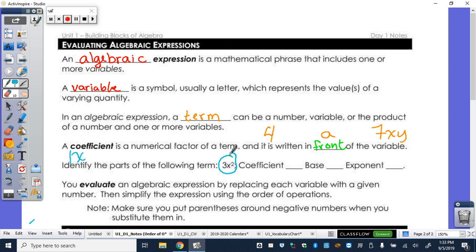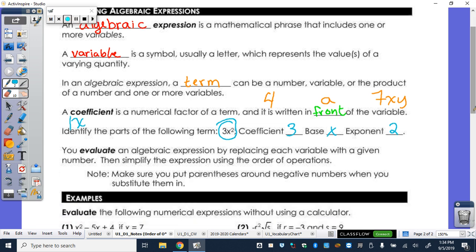So let's look at my term that I have here, my 3x squared. Of that, what part of that is our coefficient? The 3. Our base is what has the exponent attached to it, so that is our x. And then our exponent would be 2. So those are our 3 parts to our term there.